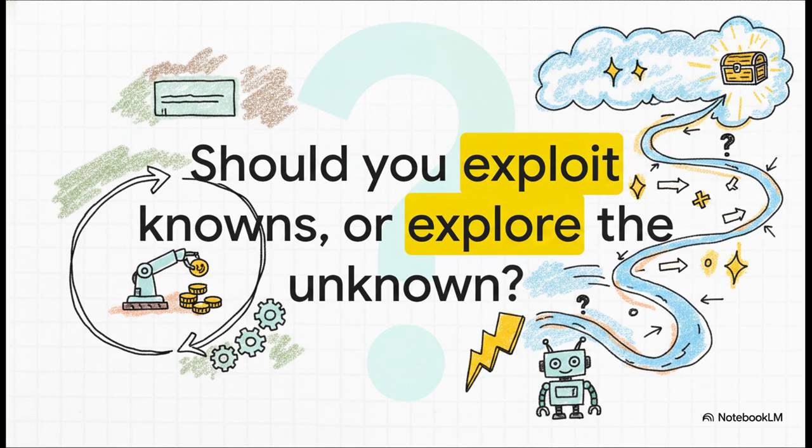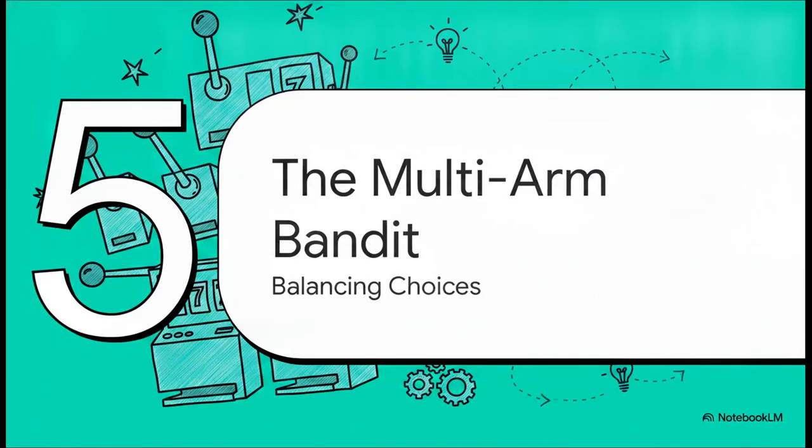The catch is, you can't do both at the same time. If you only exploit, you get stuck in a mediocre rut. But if you only explore, you never actually reap the rewards of your discoveries. Let's look at how the math handles this dilemma in Part 5, the multi-armed bandit.